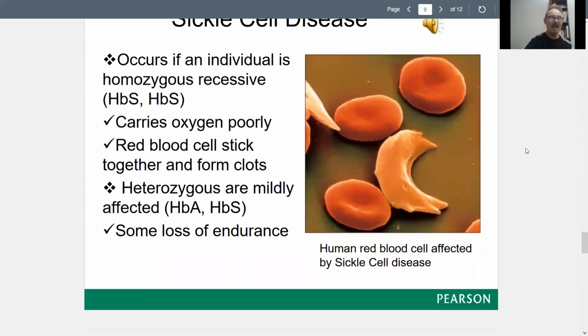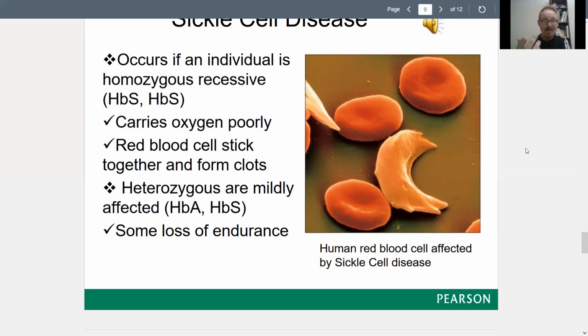And when they come together, the proteins, the beta chains, don't work. They don't hold oxygen. They don't pick up oxygen. And they also cause the red blood cell to fold down. And when they fold down like that, you get a condition called sickle cell anemia. There it is.